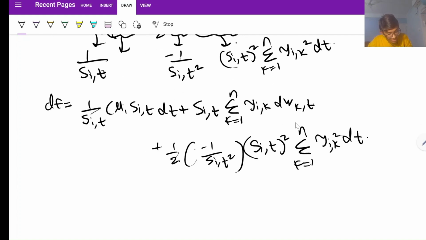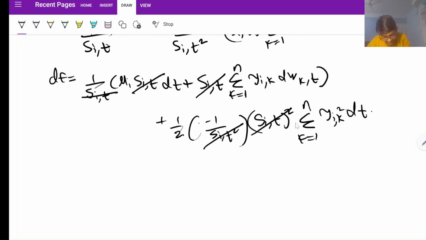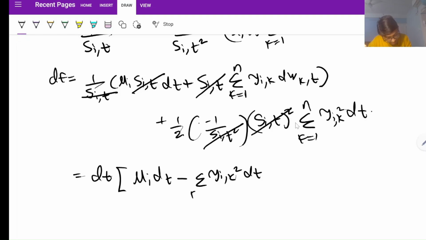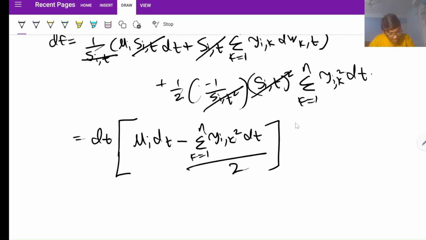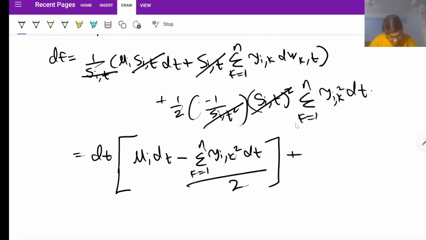Alright, so now let's cancel out some terms, S_{i,t} square, and let's now group the terms which have dt. So mu_i dt plus the second term here, which is the minus of the summation gamma_{i,k} square dt, summation from k equals 1 till n, whole divided by 2, right? Plus there's another term that we're forgetting, which is the summation from k equals 1 till n gamma_{i,k} dW_{k,t}, right?